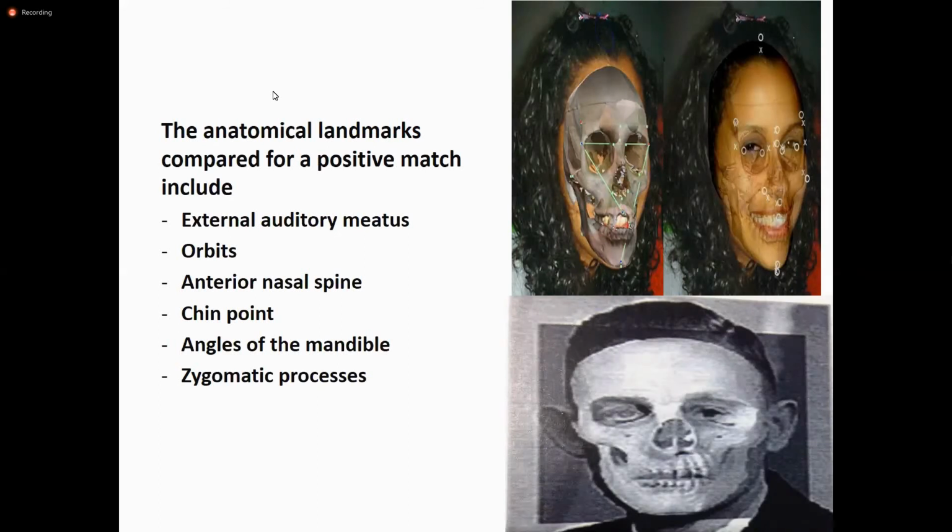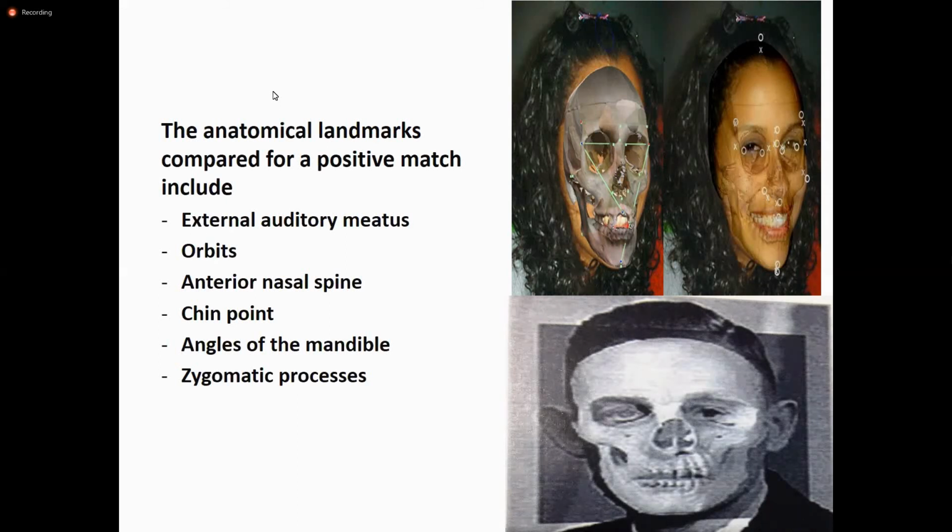The negative and the positive, like you see in the photograph, are superimposed on each other. And if all these factors that we have discussed match with each other at the same level and the same angle, then we can say that the superimposition technique is the means by which we can identify the individual.